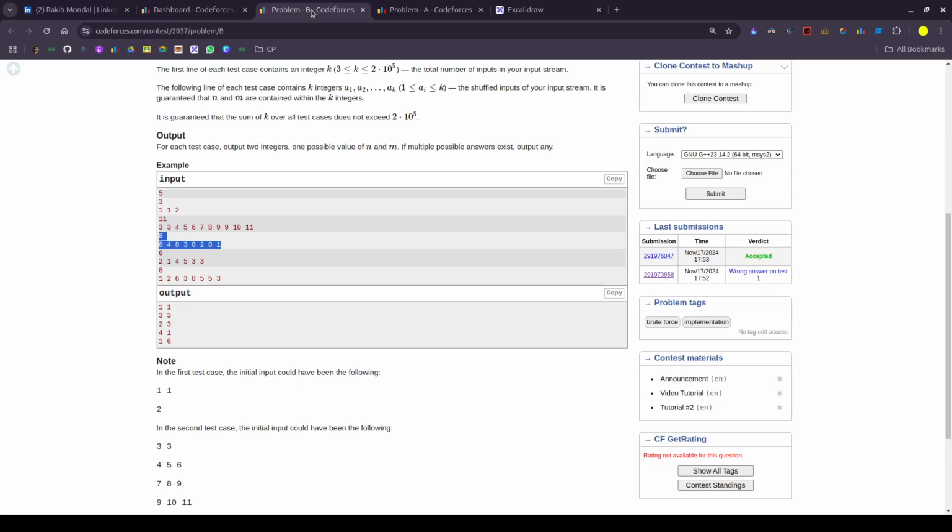Okay. Like in the answer of the third test case, you can see that this is a possible answer, 2 comma 3. The order doesn't matter. You can write 3 comma 2 or 2 comma 3. It depends upon you. It doesn't matter.